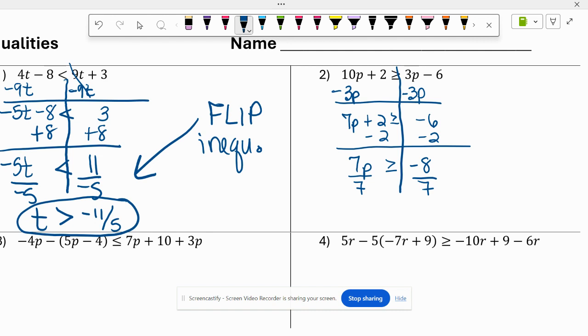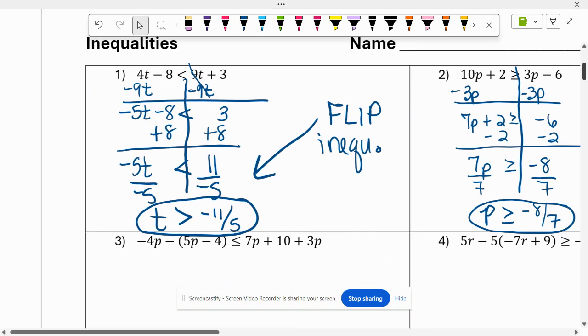So do I have to do anything special with the inequality because I'm dividing that negative 8 by 7? Am I dividing both sides by a negative, Jaden? No, so I'm not going to flip my inequality. p is greater than or equal to negative 8 sevenths. Thank you so much, ma'am.